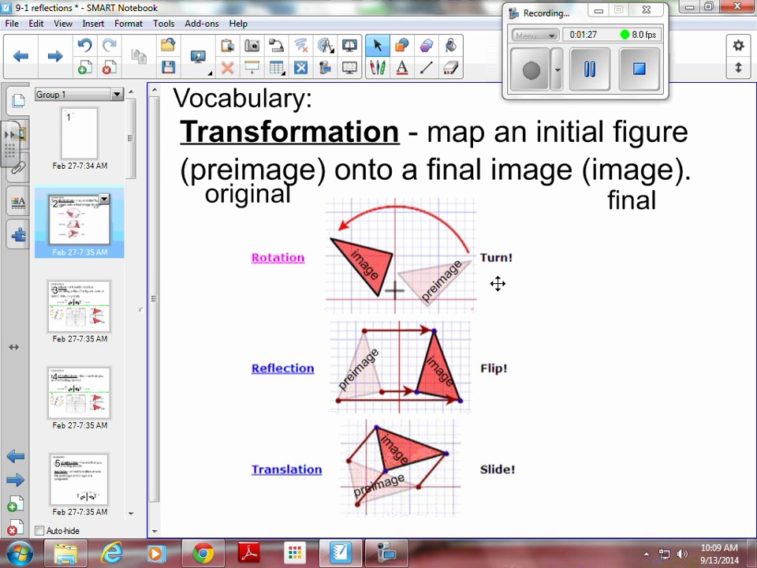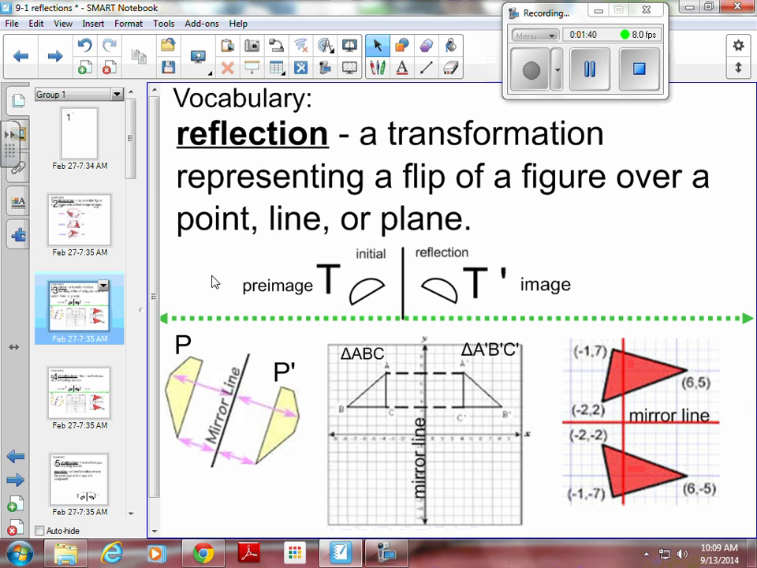So any kind of turn is a rotation, a flip is called a reflection, and a slide is called a translation. So it's just general information for the entire unit we're going to cover on transformations. Specifically, this first one is going to be on reflections. And reflections are something you've been working with. You've talked about the reflection in the mirror, and I know you've reflected things priorly in math classes in your life, whether you realized it was math or not.